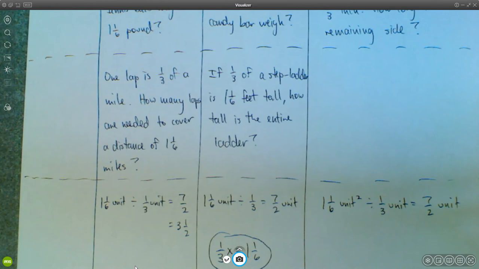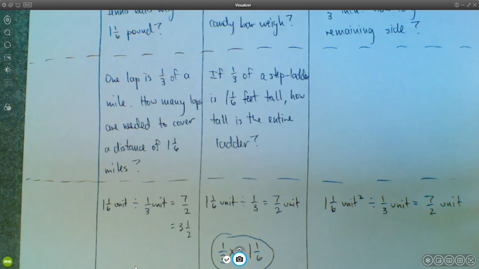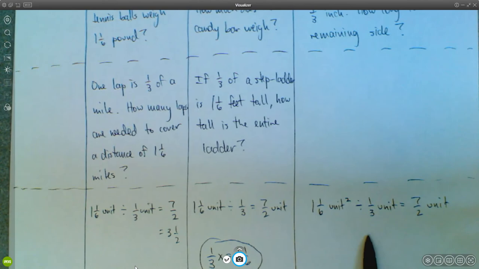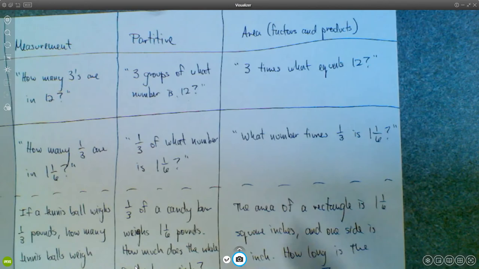So this is just another way to help you distinguish between the measurement and partitive models. And this also helps us to distinguish between the partitive model and the factors and products model. This is really the only difference that I can see. Really, I think of the area model as just a more geometric version of the partitive model.